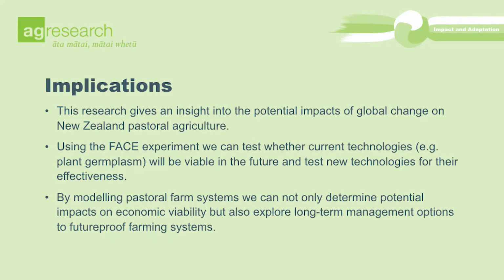So the implications of this research is that it gives us an insight into potential impacts of global change on New Zealand pastoral agriculture. Using the FACE experiment, we can test whether current technologies such as plant germplasm we have at the moment will be viable in the future, and we can also test new technologies for their effectiveness. And finally, by modelling these pastoral farm systems, we can not only determine the potential impacts on the economic viability, but also explore long-term management options to future-proof farming systems. Thank you very much.